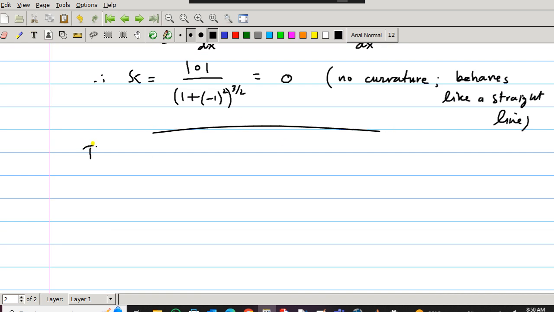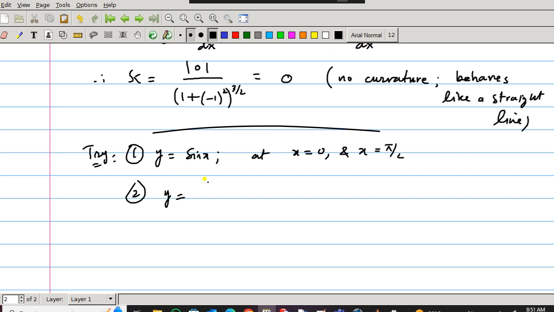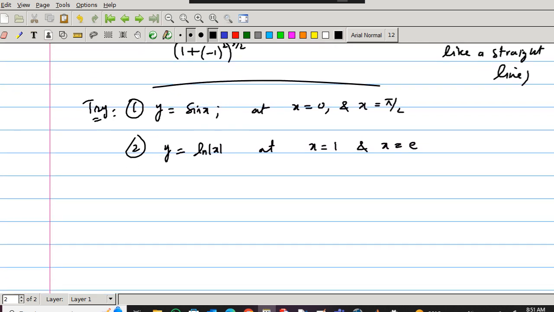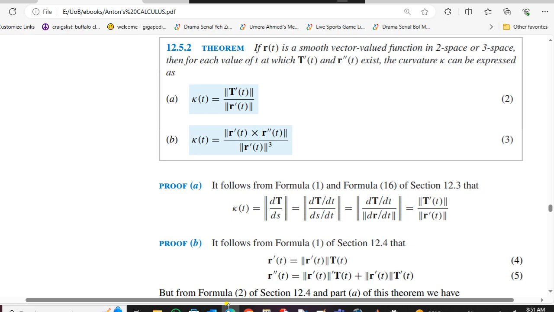Alright. So you can try some other examples, maybe. Try y is equal to sine x at x is equal to 0, x is equal to pi by 2. You can try this question. Another one you can try, because this topic is not in the book, is y is equal to natural log of x, at x is equal to 1 and at x is equal to e. Maybe you can try that. Anything else, square root of x. You can make many questions.